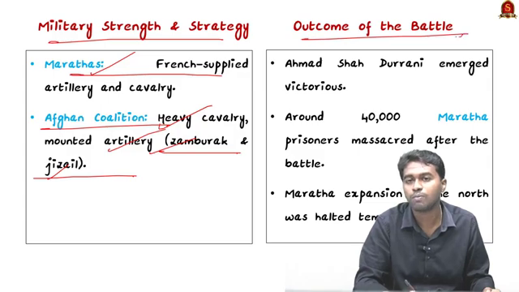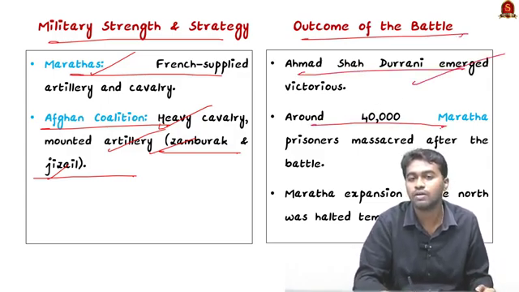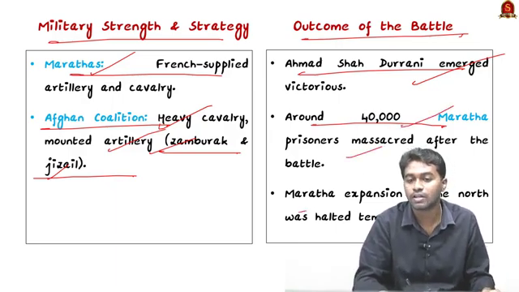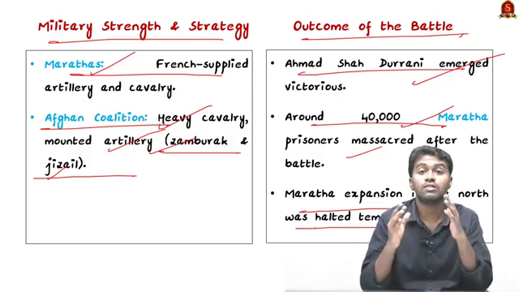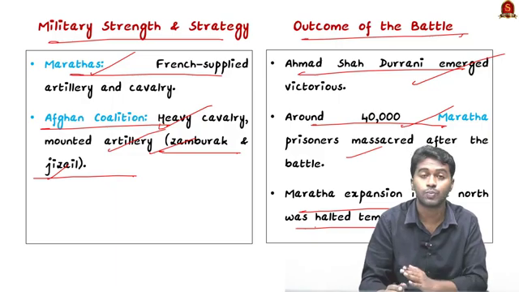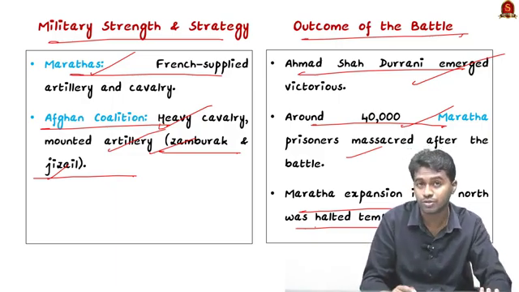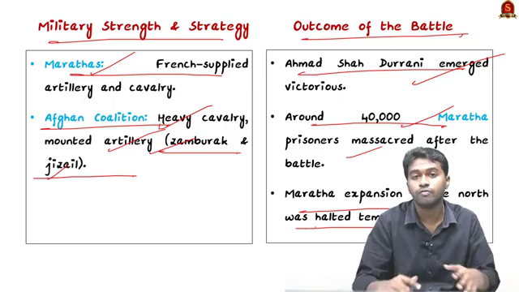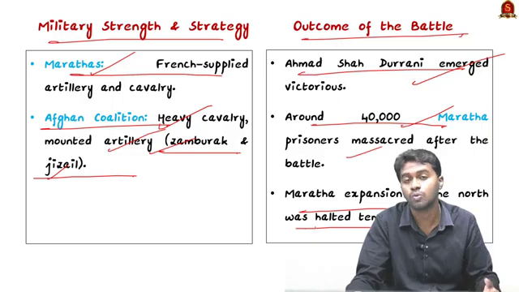And what was the outcome of the battle? Ahmad Shah Durrani or Abdali emerged victorious, and after the battle, nearly 4,000 plus Maratha prisoners were slaughtered, and the Maratha expansion in North India was halted temporarily. And after the third battle of Panipat in 1761, the Maratha empire also got split into different factions, like the Nagpur faction, the Pune faction, and Kathiawar, another faction. So it got split into different factions, and that further weakened the Maratha rule in India.